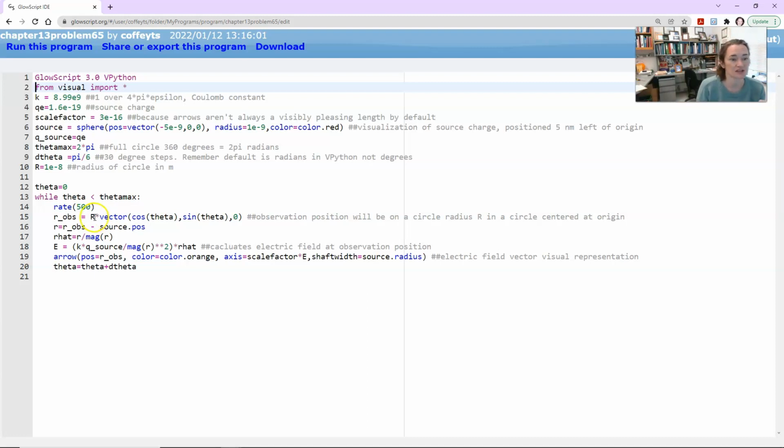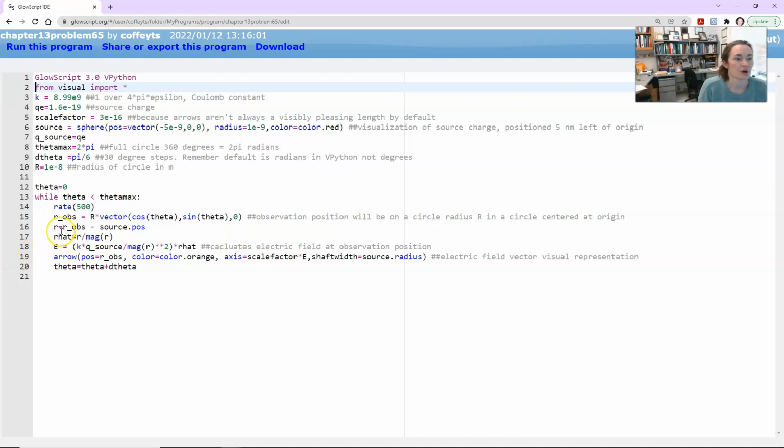So my observation location is R, which is 10 nanometers, times cosine of 0, sine of 0, and 0 to start off with. And then, as it goes through the next iteration of the loop, it'll be cosine 30 degrees, sine 30 degrees, 0, right? And then next iteration, cosine of 60 degrees, sine 60 degrees, 0, and so on and so forth.